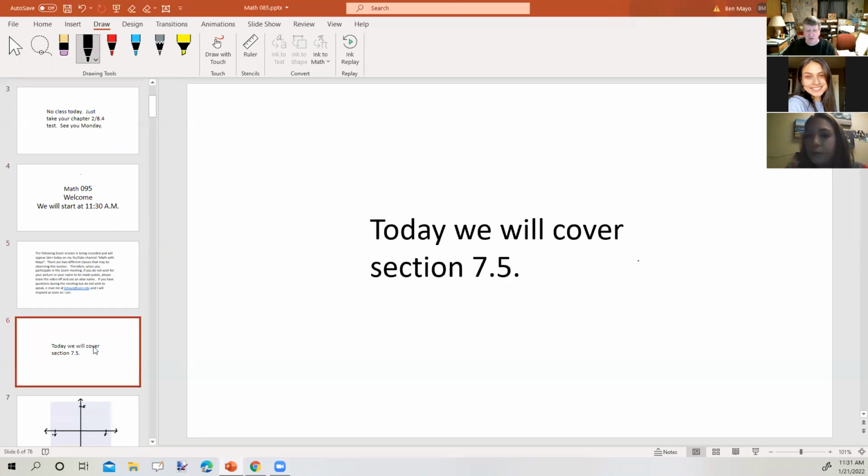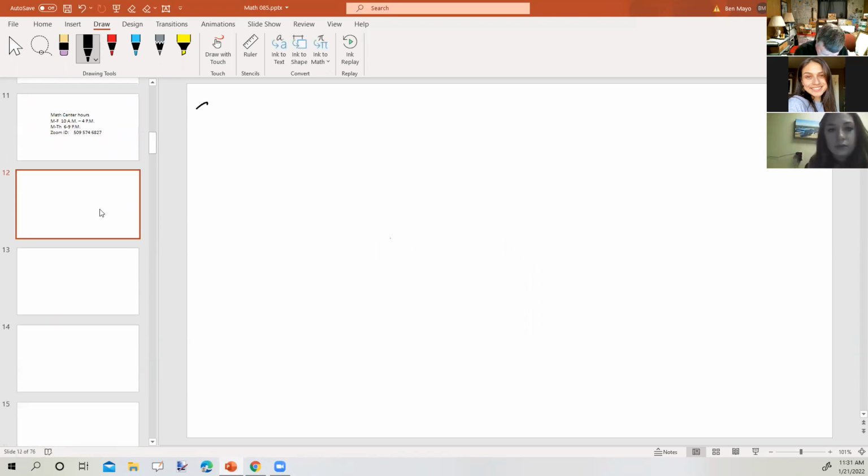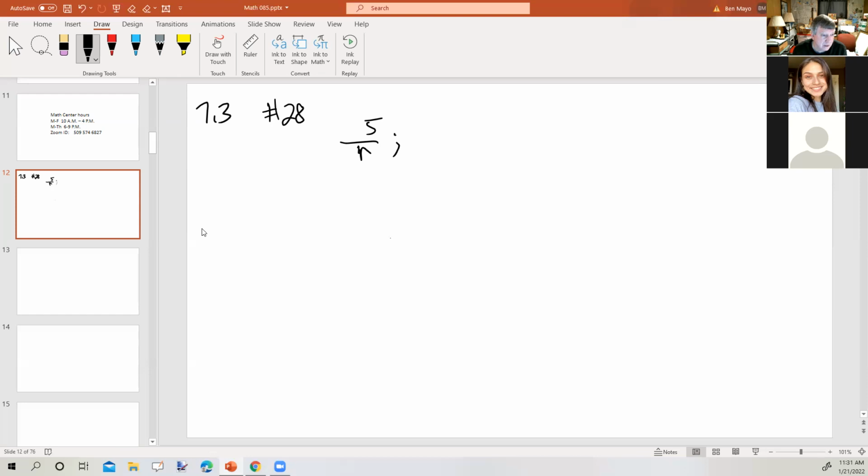So today, eventually, we're going to go on and cover section 7.5, but first we have some questions. This first one is from section 7.3, number 28, and it says, build the following rational expression into an equivalent expression with the given denominator. So we have 5 over r is the original rational expression, and the new denominator is 30r.